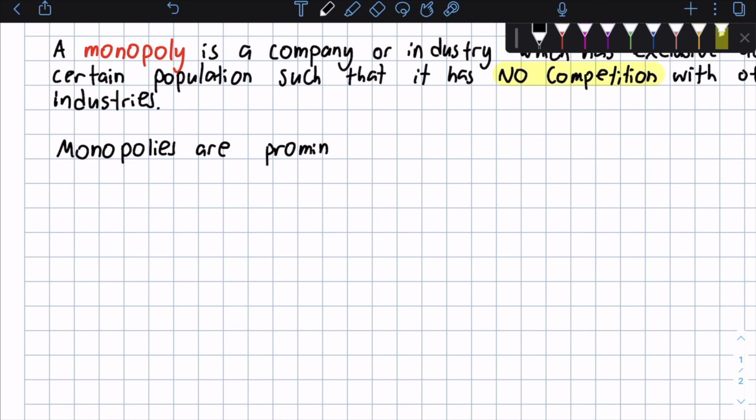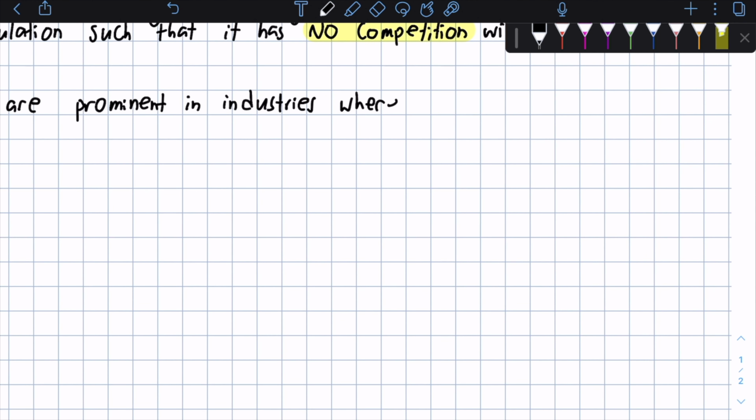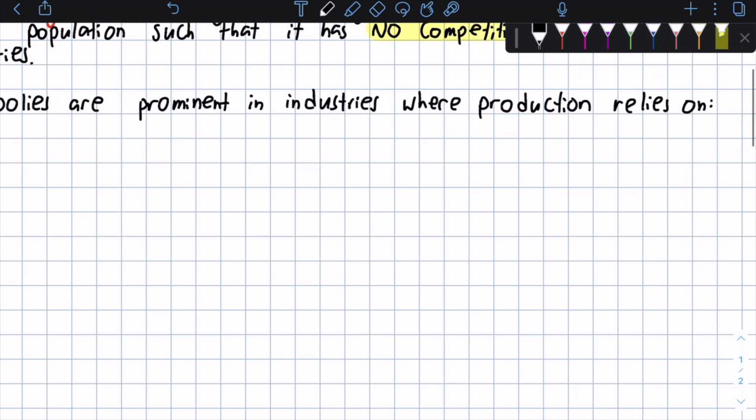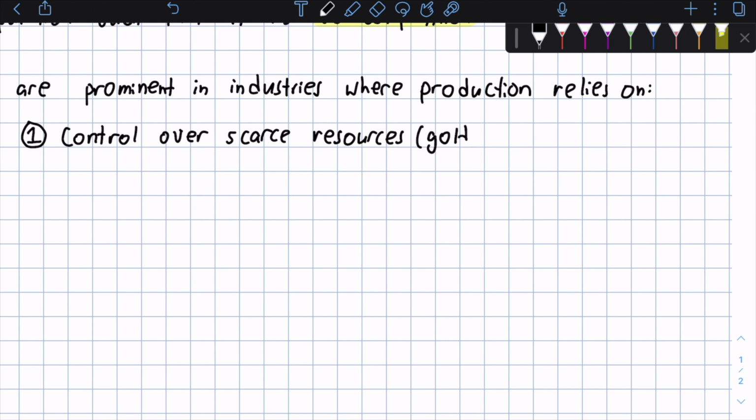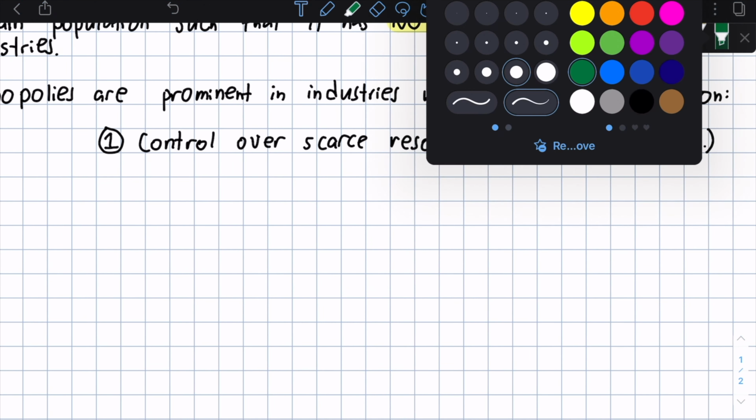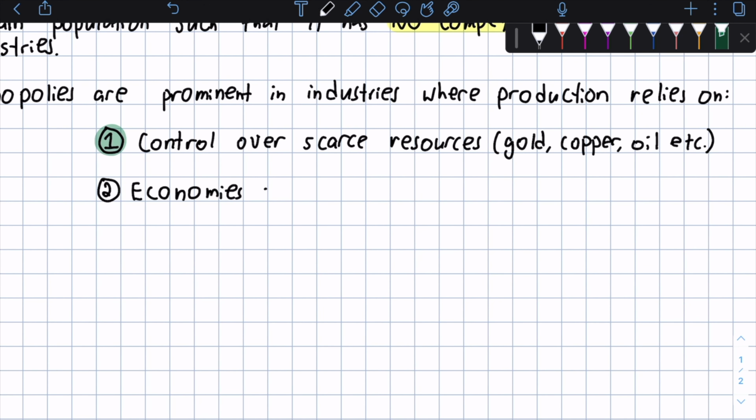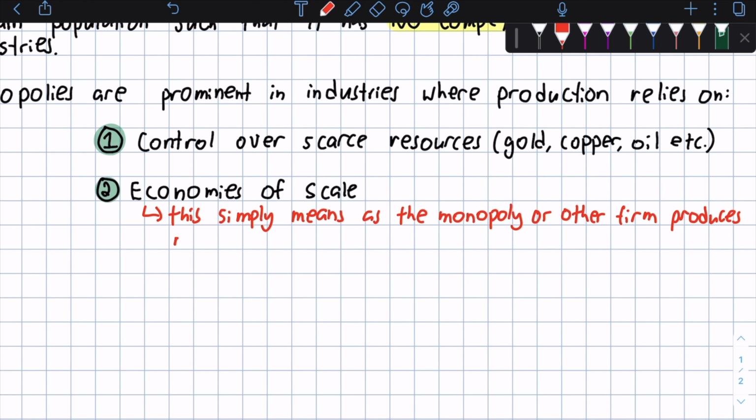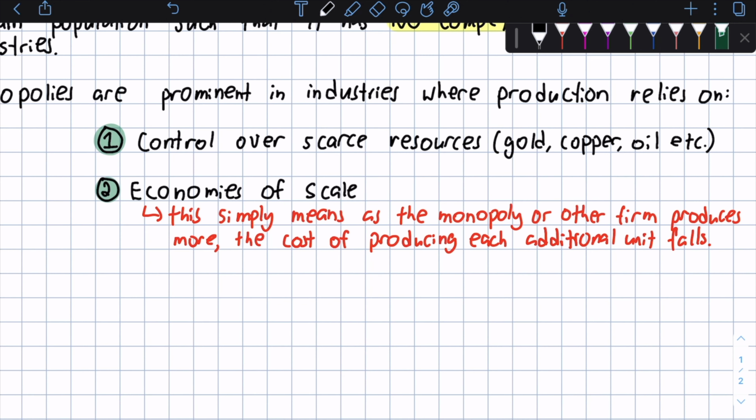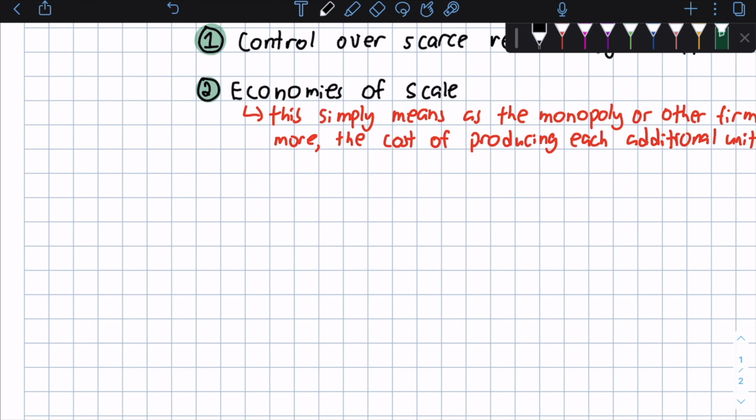Monopolies are prominent in industries where production relies on two separate things. The first is control over scarce resources, and this can be things like gold, copper, and oil, and we'll discuss this further. And the second is economies of scale. If you've never heard of this before in your classes or in general, it simply means that as the monopoly or the other firm produces more, their cost of producing each additional unit becomes less. So it becomes cheaper to produce in essence.